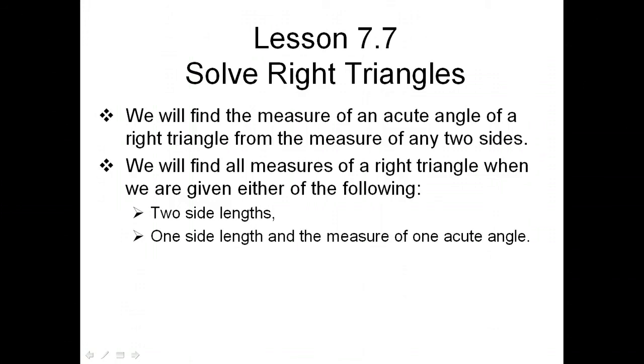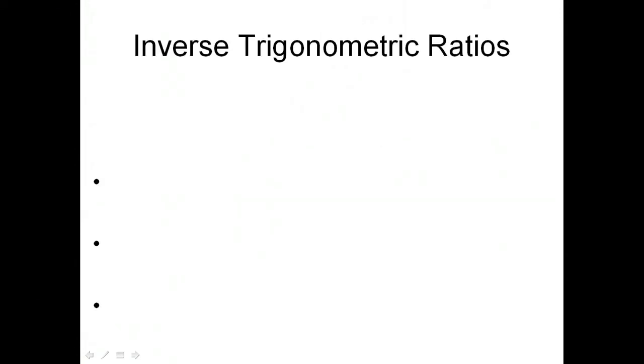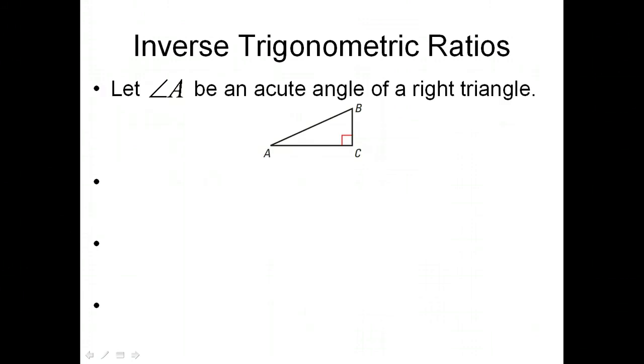This lesson is on solving right triangles. What we're going to do is find the measure of an acute angle of a right triangle from the measures of any two sides, and then we'll use that information along with what we already know to find all the measures of a right triangle when we're given either two side lengths or one side and one angle. In order to do this, we're going to have to use the inverse trig ratios.